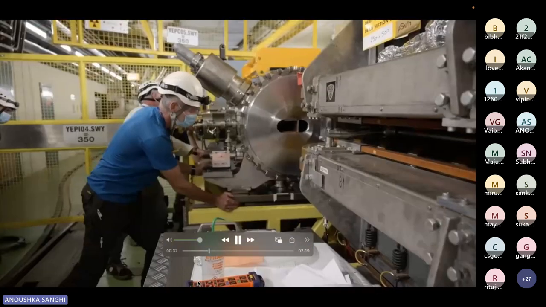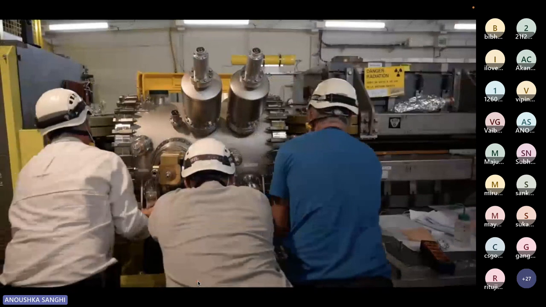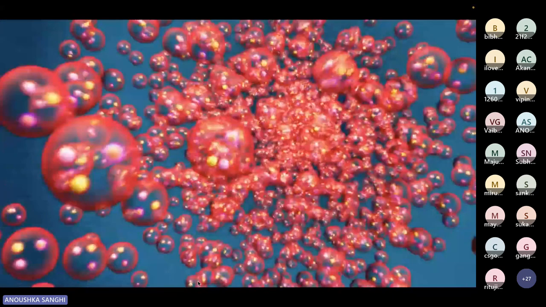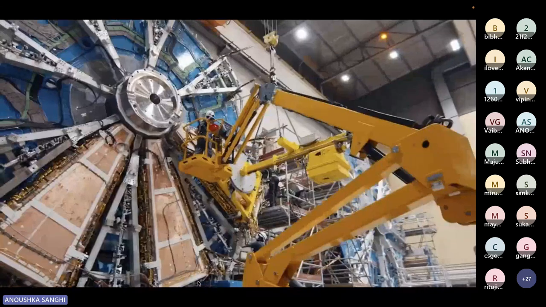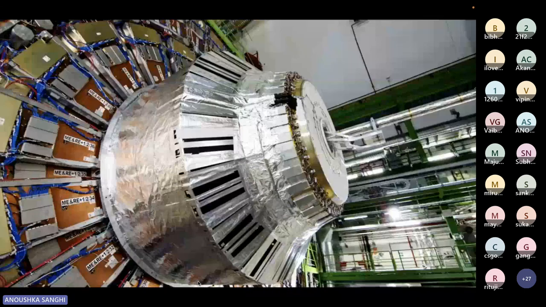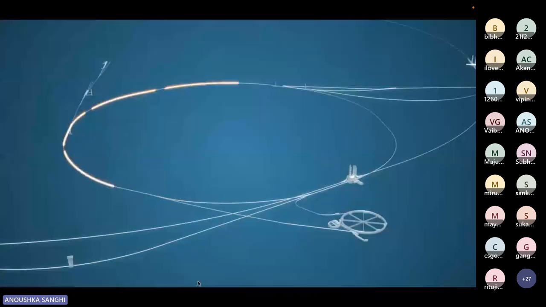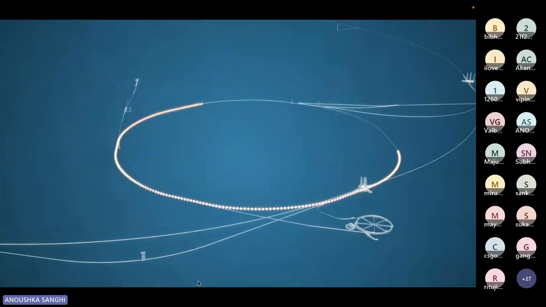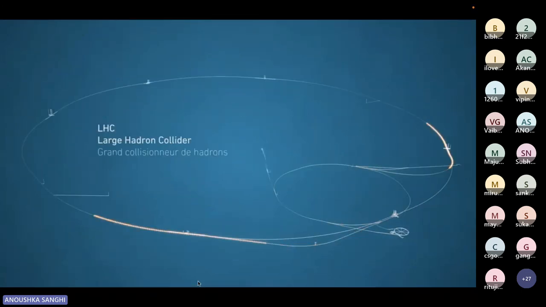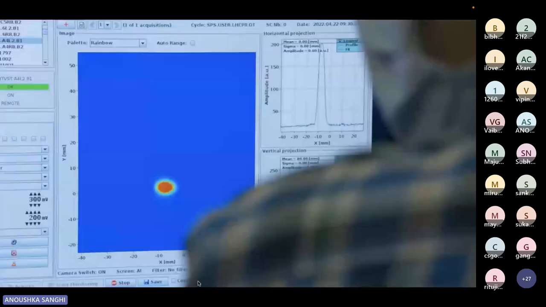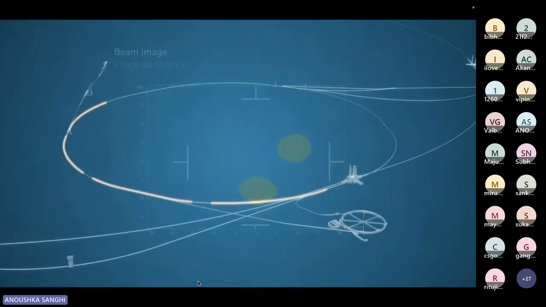The long shutdown was used to upgrade the machine, to upgrade the injectors, to create brighter beams in order for the number of collisions in the LHC to increase. The experiments have also upgraded, to be able to detect all these collisions, of course. And today, actually, the beam turned for the very first time again in the LHC at injection level, so not yet accelerated. And the very first thing we're going to do with this beam is check if all the instruments and all the equipment in the LHC is working as it should.